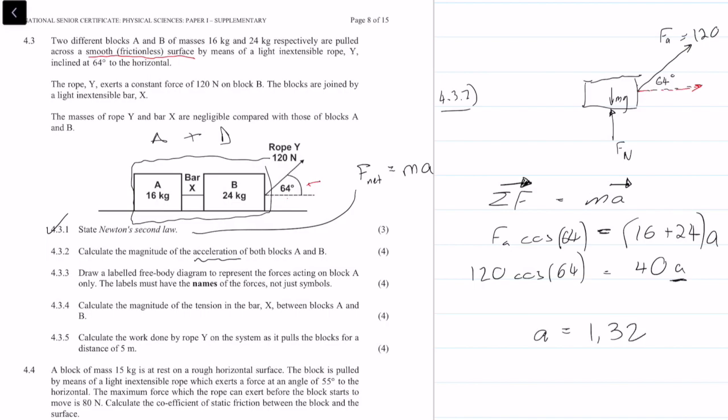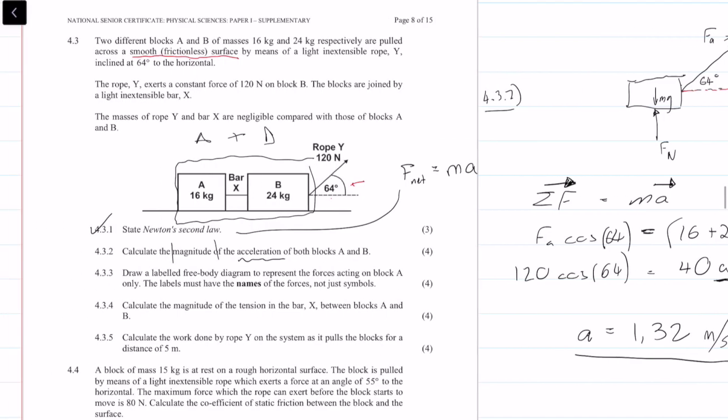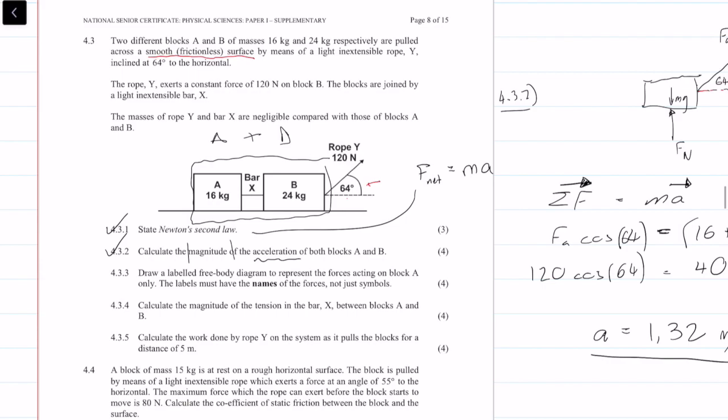what are the units for acceleration? Meters per second squared. Again, this is the magnitude, so we don't care about the direction. But if we did care about the direction, we would say that it is acting right. Cool stuff. So we get a nice 4 marks.